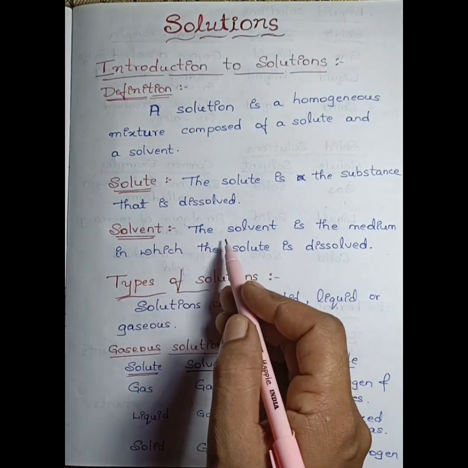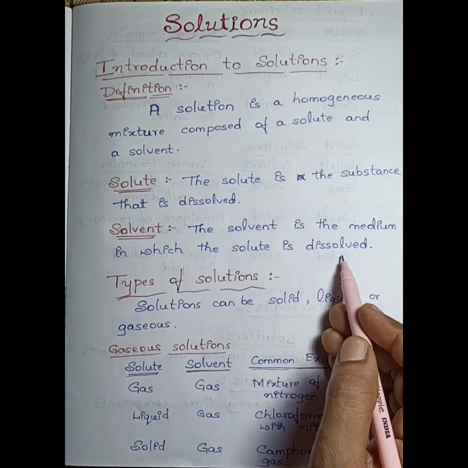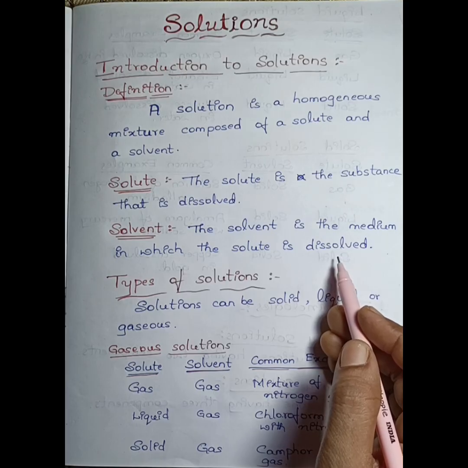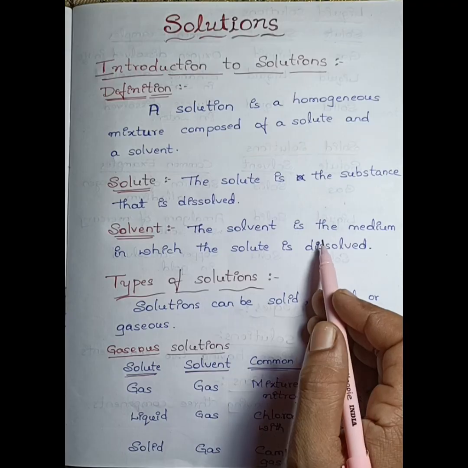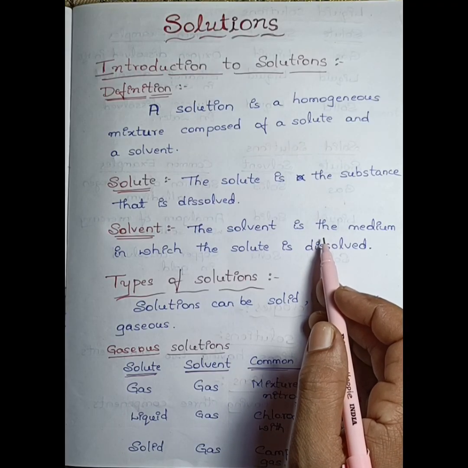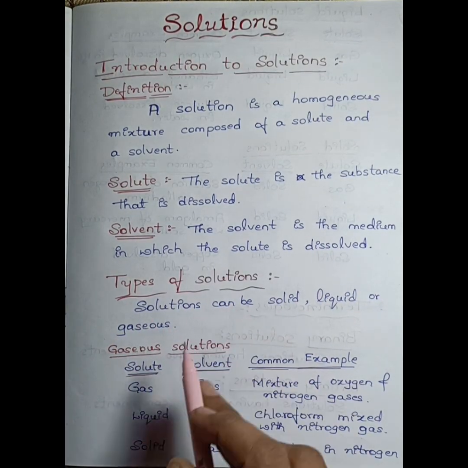Now solvent. The solvent is the medium in which the solute is dissolved. If we consider sugar solution, there water is the medium. Why? Because water dissolves the solute, that is sugar. Therefore, water is the solvent here. So next, let us discuss types of solution.